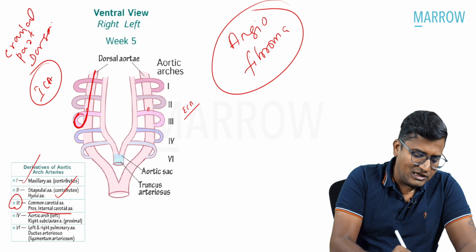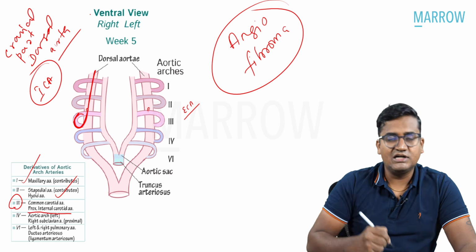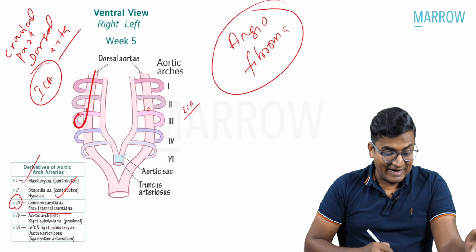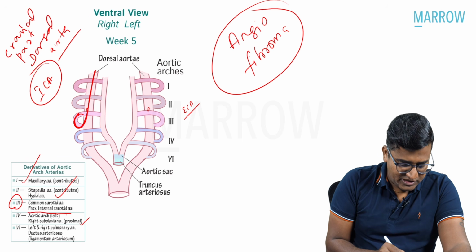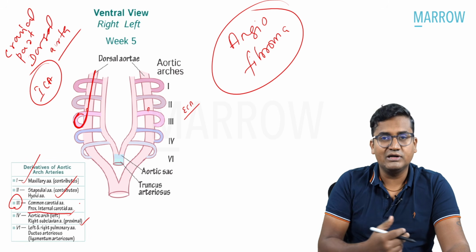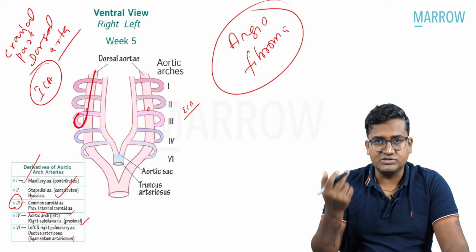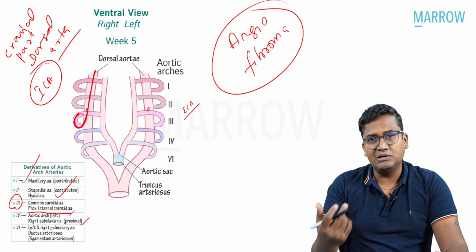Okay? Right. Now what about the fourth arch artery? The fourth arch artery on the right side forms the right subclavian artery and on the left side it forms the arch of aorta. This is a very important question. So many times we got this question. Again, chances are there it will be asked in the coming NEET exam.